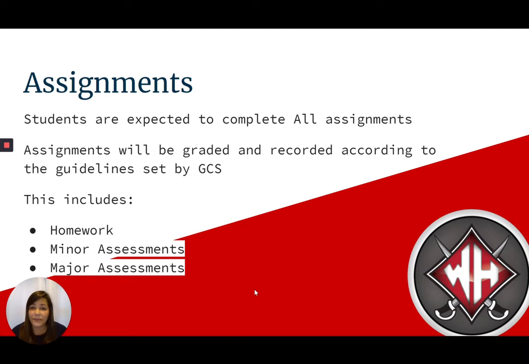And those assignments are not being graded like they were in eLearning. eLearning was grading you on participation. Did you participate and turn in something? That's not the case here. Teachers are assessing you on what you know. They need to know what you know. So you need to turn in those assignments, because if you don't turn in assignments, you're getting a zero. Those assignments could be your homework, minor and major assessments.